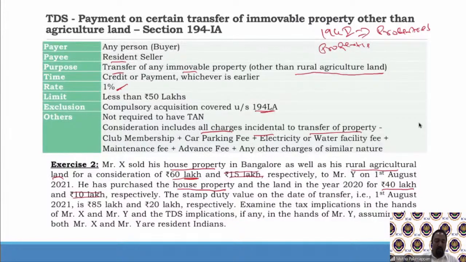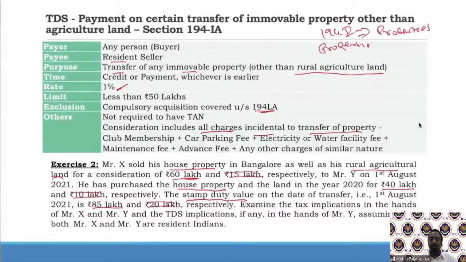Of course, this is not required. A question could have numbers which are confusing or give extra information. Anything related to rural agriculture land is irrelevant, because the moment you read rural agriculture land, you know it is not taxable at all. The stamp duty value on the date of transfer is 85 lakhs. Again, this 20 lakhs is only confusing because in any chapter you take, capital gain, income from other sources, rural agriculture land is not an asset. So I'll eliminate this. Examine the tax implication in the hands of X and Y.